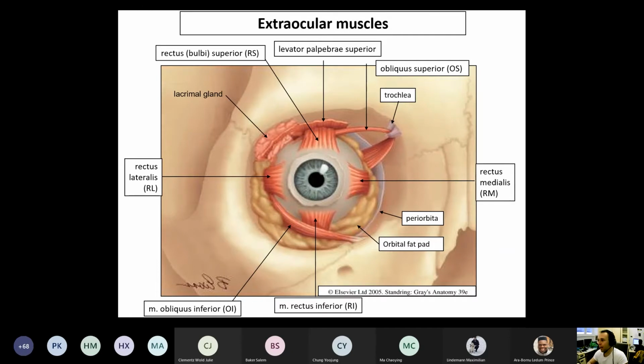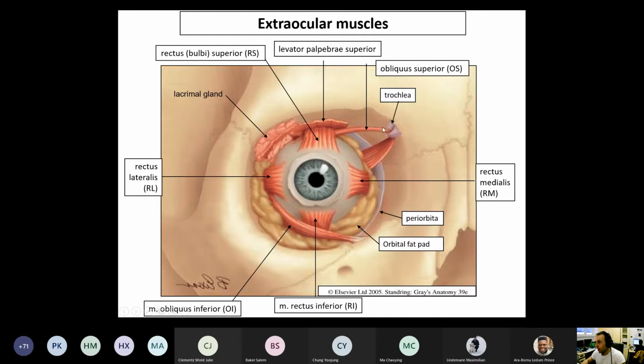I use the RS because if you call it rectus superior muscle, then that's the obvious abbreviation. That was the reason why I use these abbreviations here. And you also have 2 oblique muscles: a superior oblique muscle or oblique superior muscle, and an inferior oblique muscle, abbreviated into OS and OI here.